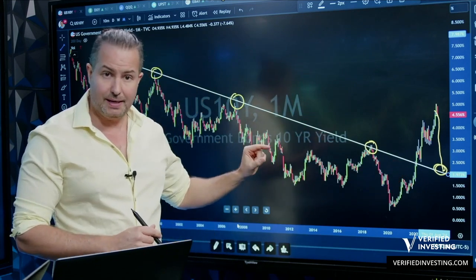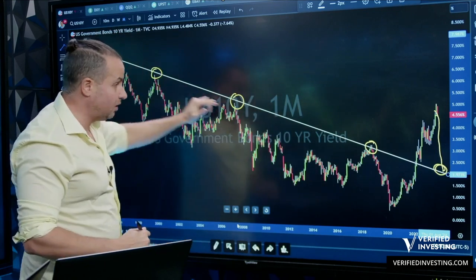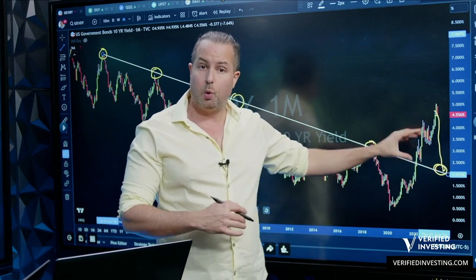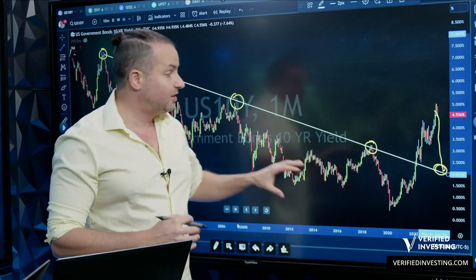But on a technical basis, that level now becomes support. And as we can see, this trend line has worked beautifully. So what's to say it won't work again, and rates will bottom out at 4%? Now, let's extrapolate that thought process. Does that mean that the economy is doing great?